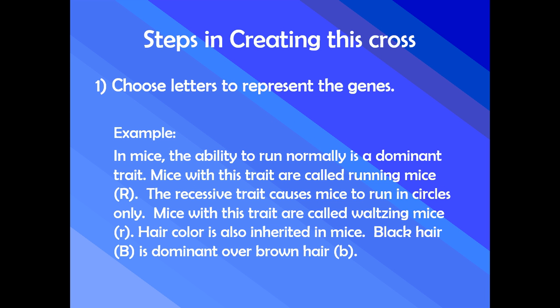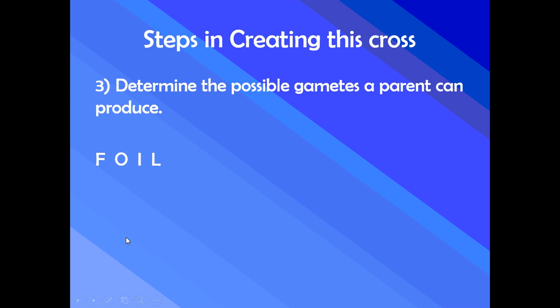These are the steps to set this up. First, you're going to choose letters to represent the genes. I'm going to use some examples with these mice. In mice, the ability to run normally is a dominant trait. So mice with this trait are called running mice. The recessive trait causes mice to run in circles. That would be called waltzing. The dominant trait we represent with a capital letter, and the recessive trait is represented with a lowercase letter.